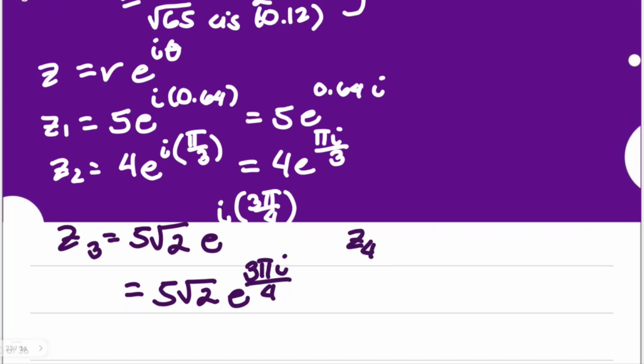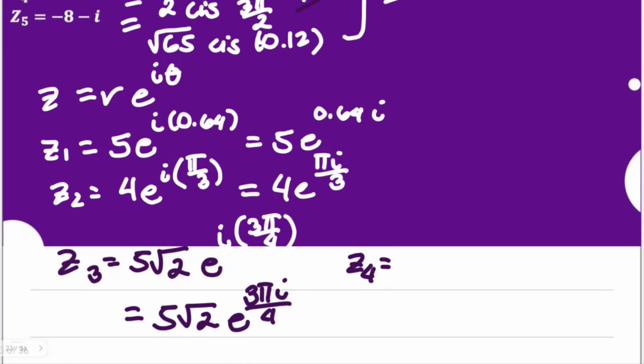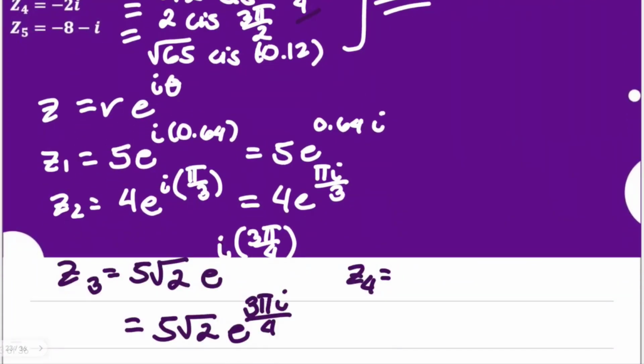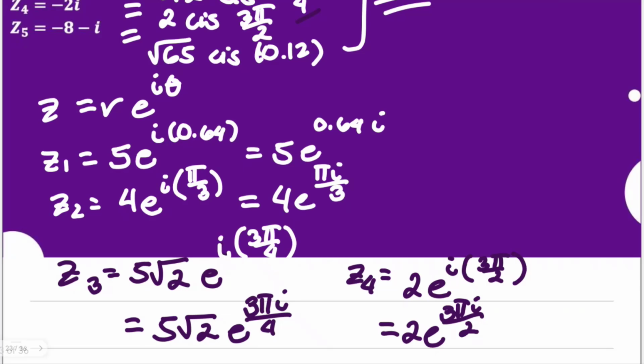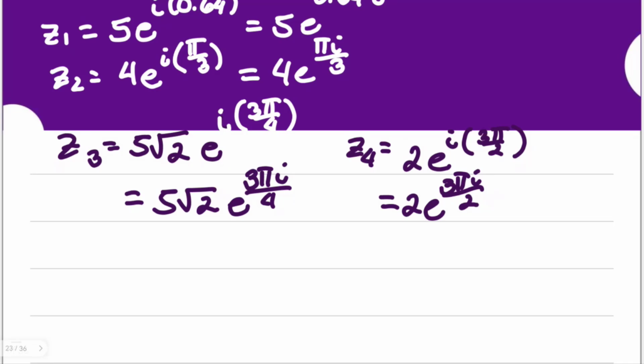Z sub 4, here you have 2 CIS 3 pi over 2, so you have here 2 e to the power of I times 3 pi over 2, or again, in the other way of writing that, I times negative pi over 2. You will have here 2 e to the power of 3 pi I over 2. I'm writing I last, after the pi, so that we can see the clear picture of that, as I is more or less similar to our 3x. We have 3 as our constant and I as our variable. So 3 pi is a constant as well.